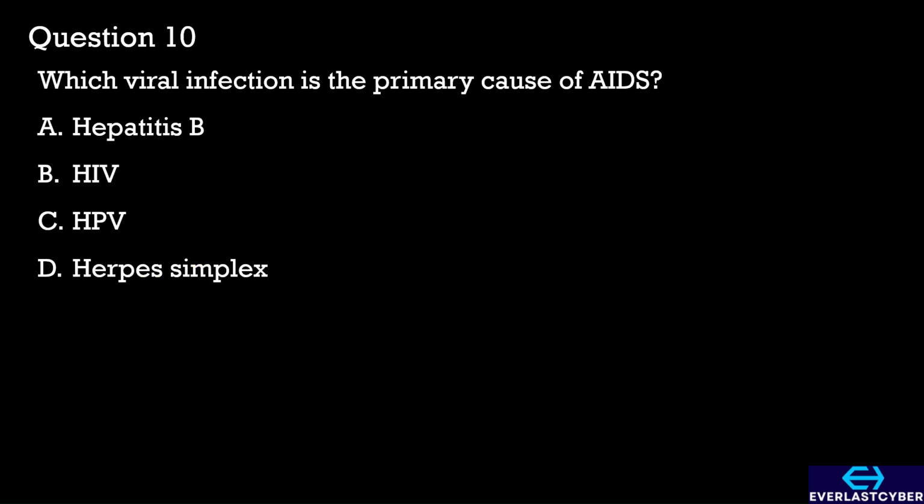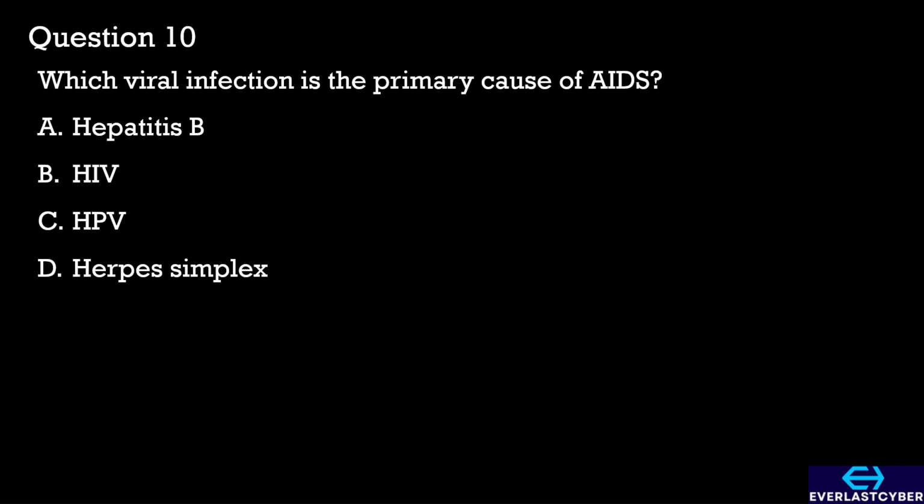Question 10. Which viral infection is a primary cause of AIDS? A, hepatitis B, B, HIV, C, HPV, D, herpes simplex. Hepatitis B affects the liver and not the immune system. HIV, which is the human immunodeficiency virus, is a virus that attacks the immune system, leading to immunodeficiency.